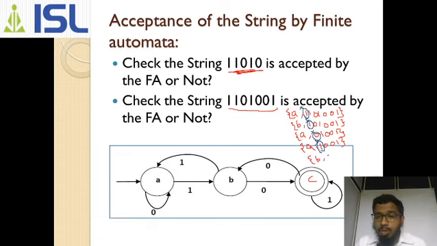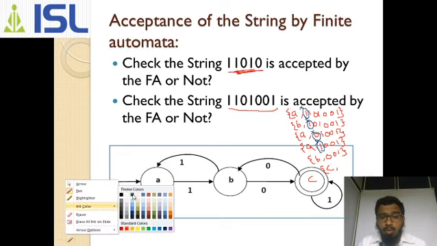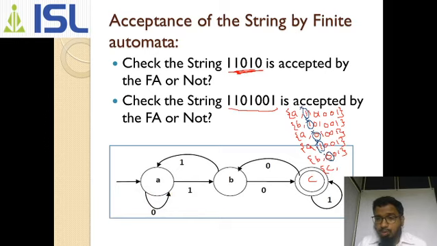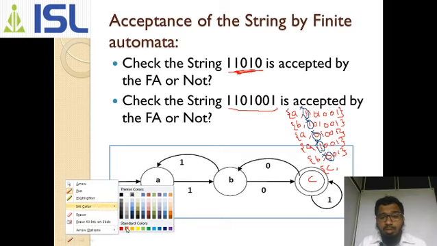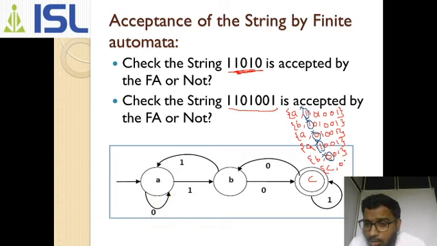Here, B comma 001. Okay, next, B comma 001, so B is 0. If B is 0, where is it going? B is 0, it is going to C. B is 0 is going to C comma, we need to remove this 0, okay, and you need to come back. C comma 01. We wrote the remaining string.